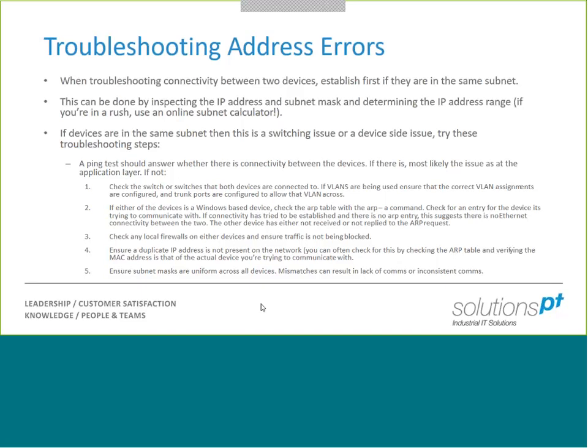Point 4, check you haven't got duplicate IP addresses. That can happen. And if you check your ARP table and you verify the MAC address, you can say for sure that the entry you've got and the device you're trying to communicate with match up. If they don't match up, you've probably got a duplicate IP address. It means another device has responded to you with the same IP address and you're actually talking to something else. And then finally, just ensure your subnet masks are uniform across all devices.